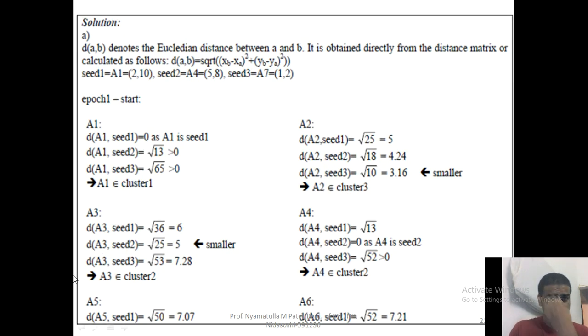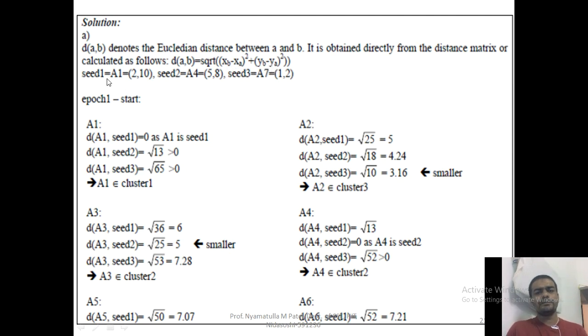Let us start with this. D of AB denotes the Euclidean distance between A and B. It is obtained directly from the distance matrix, or D of AB is equal to the square root of (x of B minus x of A) squared plus (y of B minus y of A) squared. That is, the value of B and A in the x direction, and the value of B and A in the y direction.